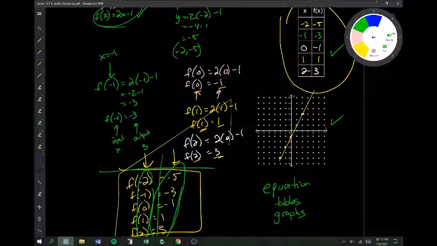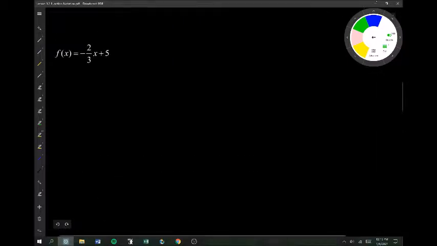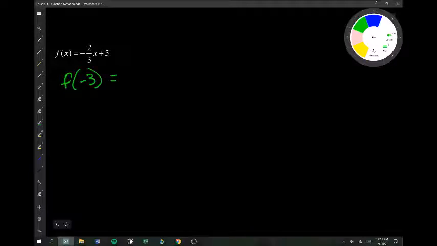If we know what x is, we double it and subtract 1 to get y. This is our function. Okay, here's another one. F of x equals -2/3 x plus 5. I'm going to plug in some numbers for x, like -3. I picked -3 because this is a 3, and so I want to be multiplying by multiples of 3: 3, 6, 9, 0, -3, -6, etc.